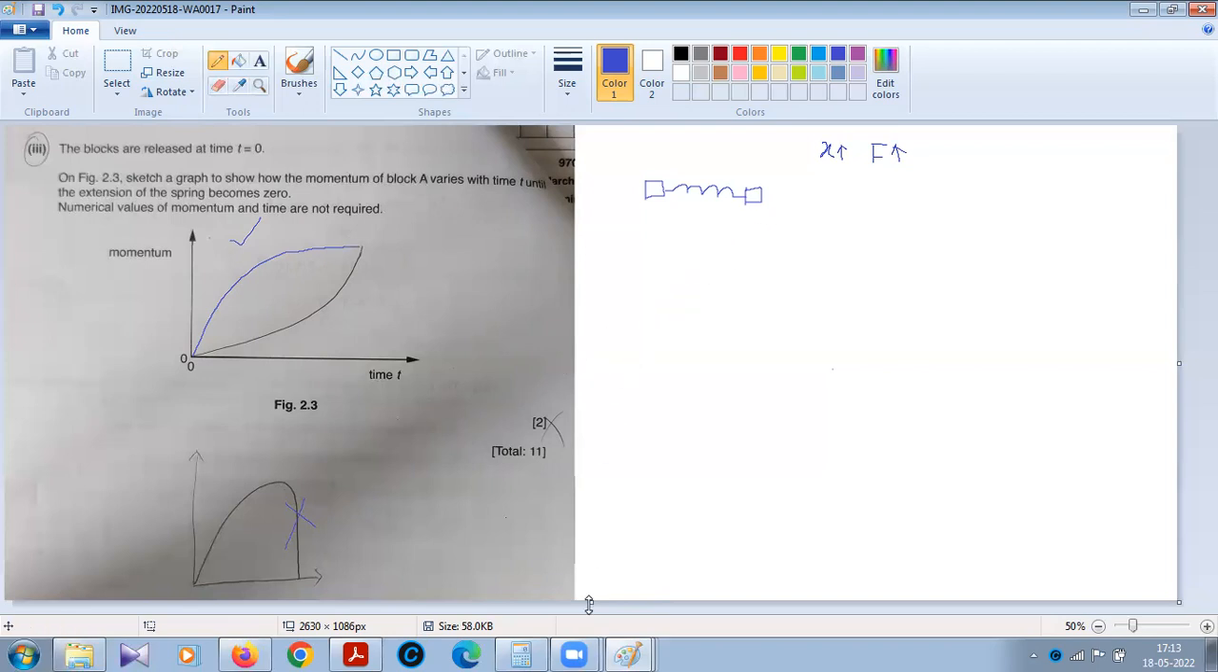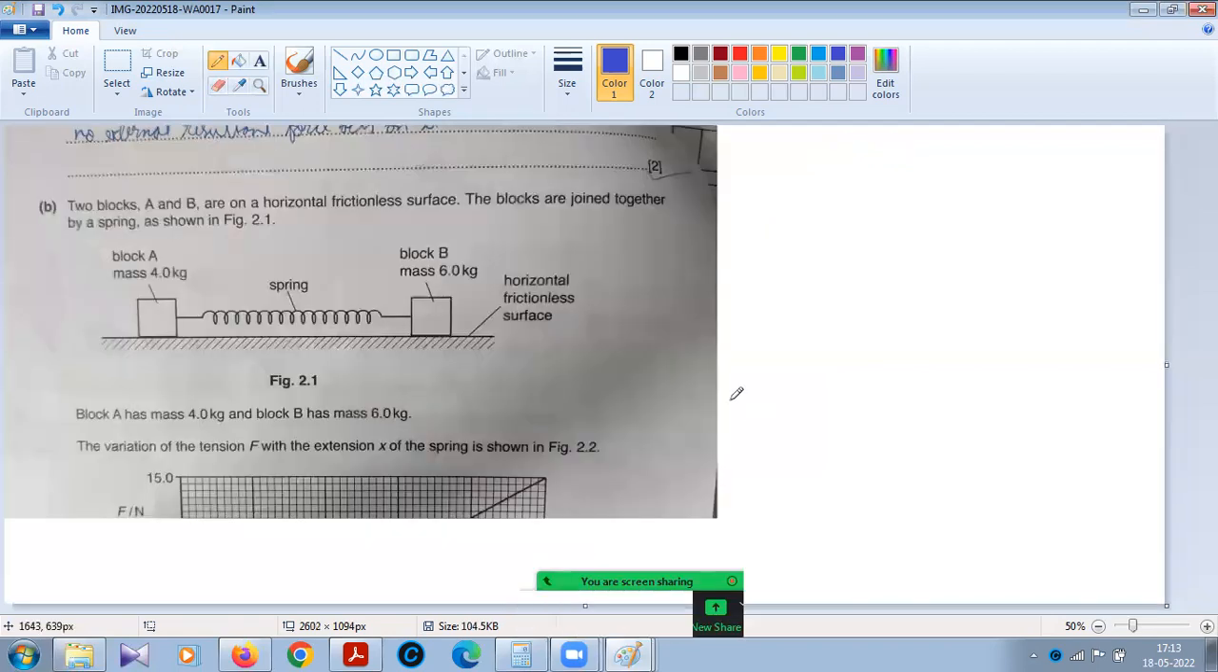How is it possible? It's a frictionless surface, and the question is horizontal. How is it happening? Is somebody pulling the block? How are they pulling it? Somebody is pulling that block. Okay. So if you pull that block, there is no frictional force. Then both the blocks will move together.